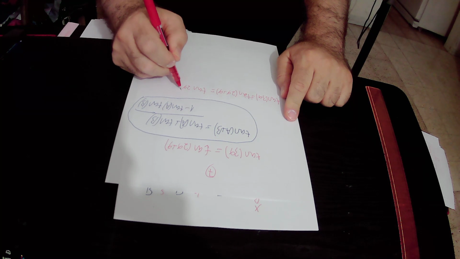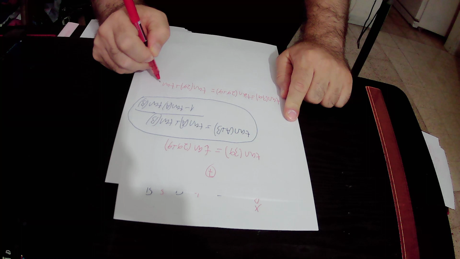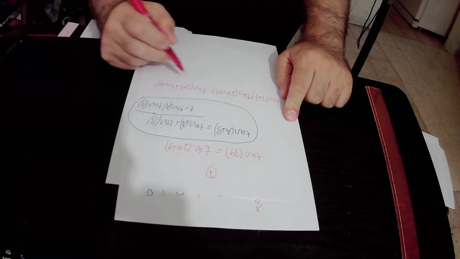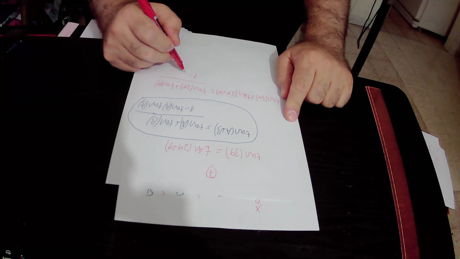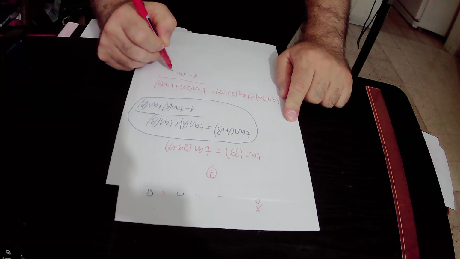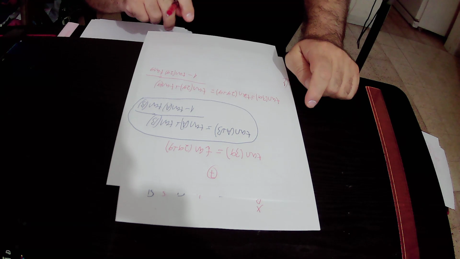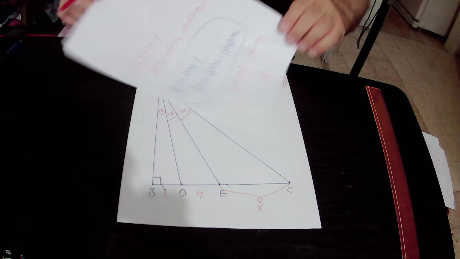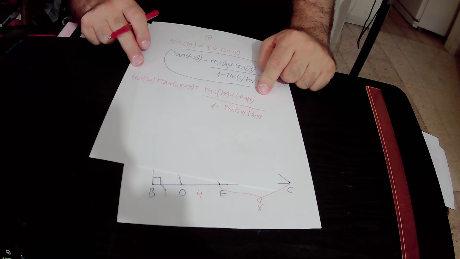2 alpha plus tangent alpha over 1 minus tangent 2 alpha times tangent alpha. Okay, so we have this equality that tangent 3 alpha equals this expression.